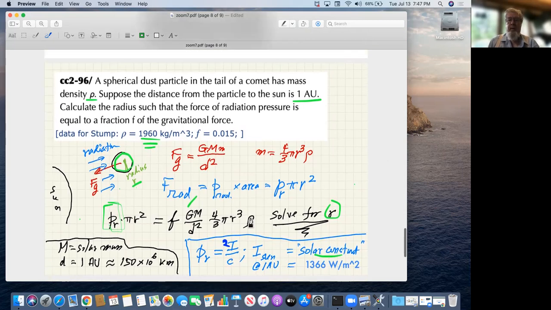So now you have all the numbers here. It's just a question of getting out your calculator. You never use your calculator until you've simplified everything down by algebra, until all you have to do is plug in the numbers. But simplify this so that you get a formula for R.